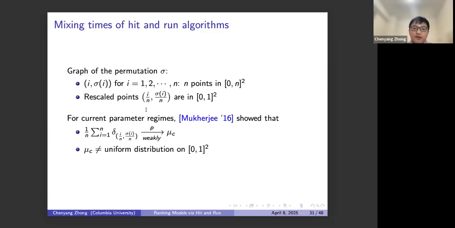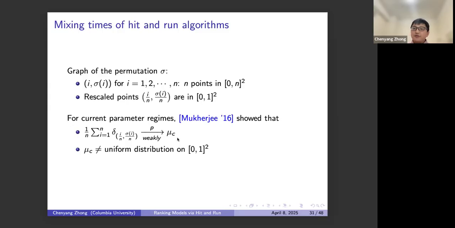And for the parameter regimes that we have considered, namely beta is of order C over n for the L1 model, and beta is of order C over n squared for the L2 model, Sumit Mukherjee has shown that the empirical distribution that I have just described, basically the empirical measure of those rescaled points, would converge weakly in probability to some limiting distribution with a specific density. So this would be a limiting distribution on the unit square.